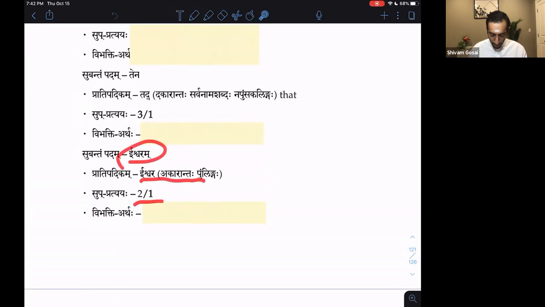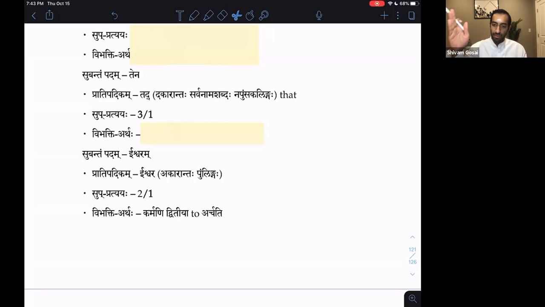Ishwara akaranta pullinga 2-1. Okay, if we're in Kartri Prayoga, the 2-1 is going to be, what's my vibhakti artha? Karmani Ditiya, right? So this is object. So Karmani Ditiya to Archati. So person worships Ishvara. Tena. So notice how I'm going from verb to first case, then right to left, right? So tena. Tena. Tad shabda, dakaranta, sarvanama shabda, napumsakalinga, means that. We're in 3-1.